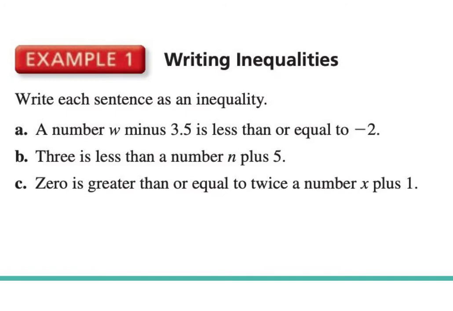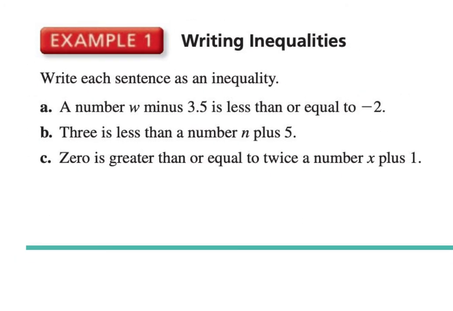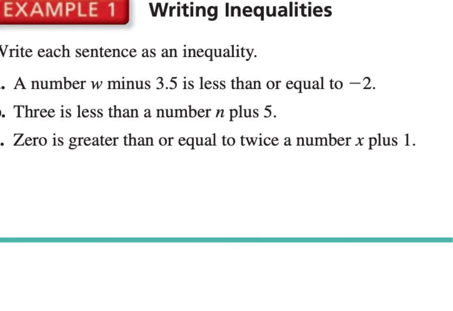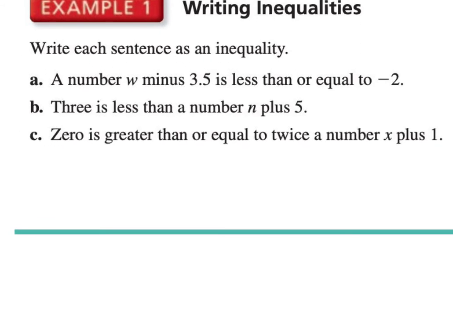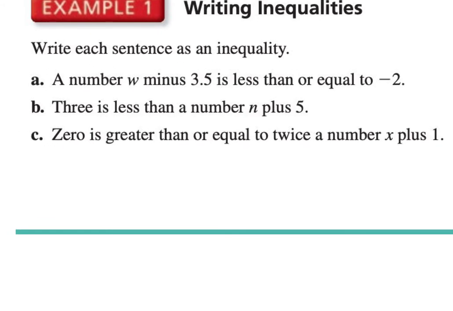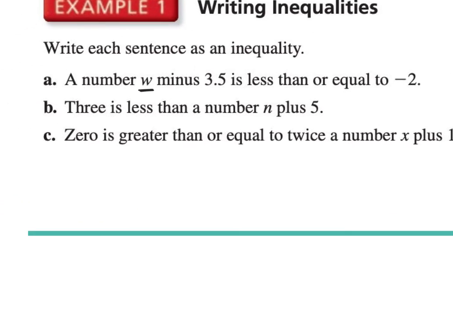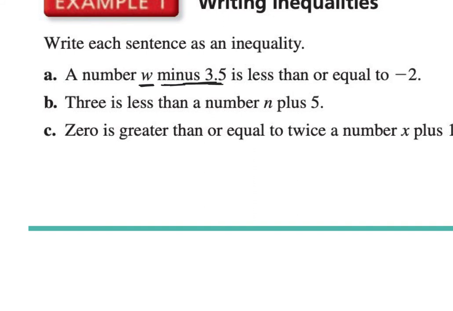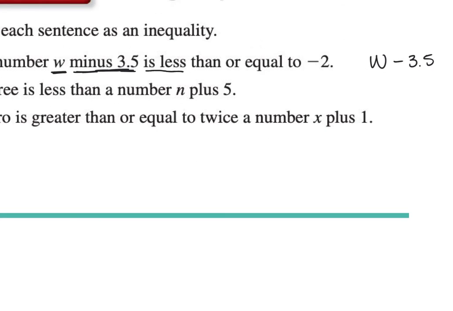Writing inequality. So our first example that you're going to see on your homework is we're going to write each sentence as an inequality. So we're going to read this literally from left to right, and we're just going to copy it down into an actual math expression as an inequality, okay? So the very first thing, remember W, underline W. So we're going to put W minus 3.5. We just put subtraction and a 3.5. That's pretty obvious. Is less than or equal to. This is the big boy right here.